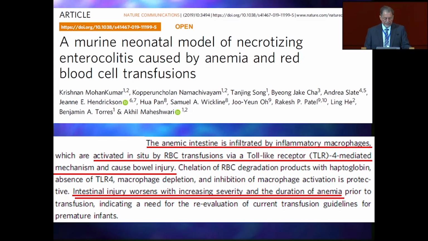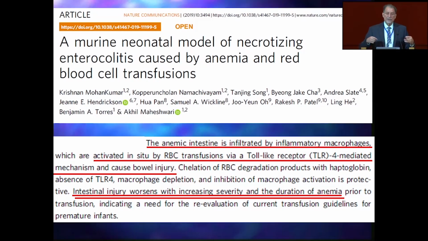So in a very elegant paper by Akil, wave to the audience. He really integrated this study in an animal model where what he showed was that an anemic intestine was infiltrated by inflammatory macrophages just by being anemic. Second, red cell transfusions activated toll-like receptors and caused bowel injury. Third, the intestinal injury was worse with increasing severity and duration of anemia.